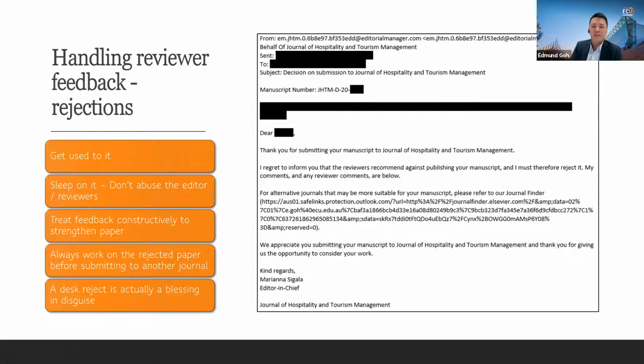Why? Because there's a very high chance that your paper will be sent to the same reviewers, especially if your research is in a very niche area. All right, then there are so many experts.